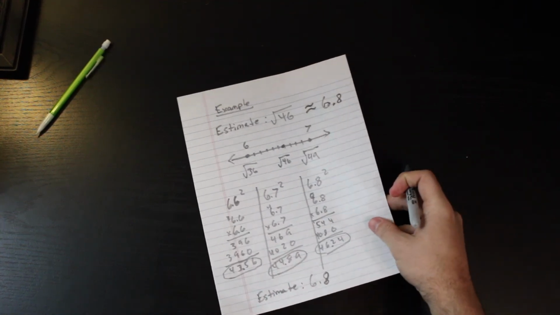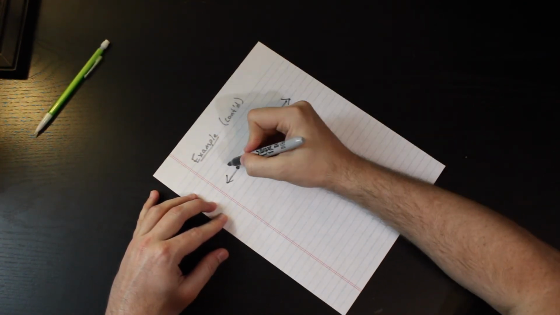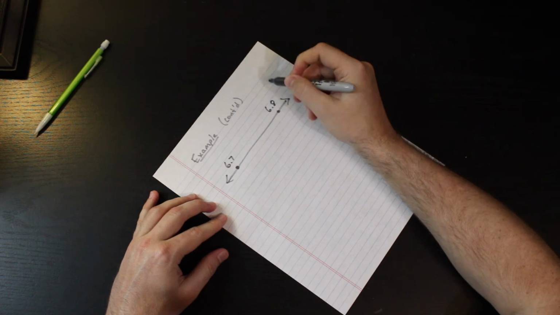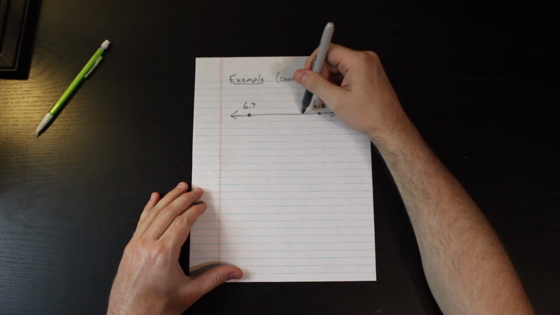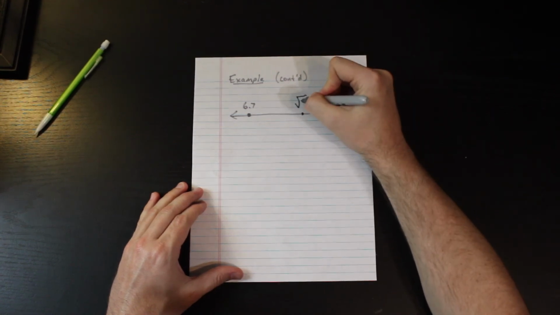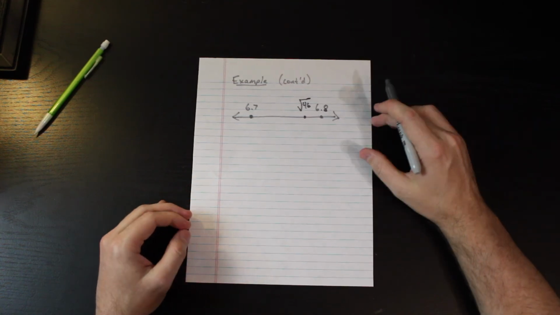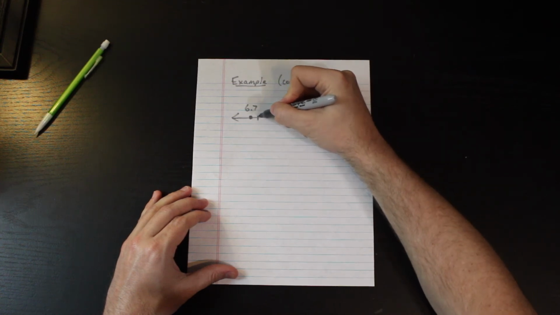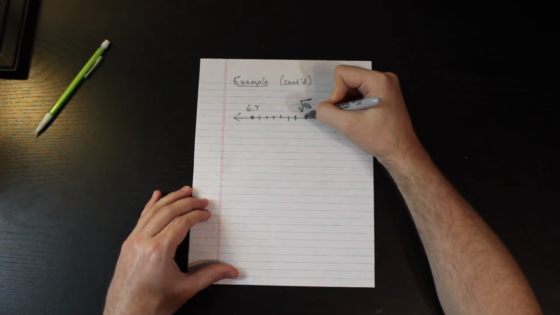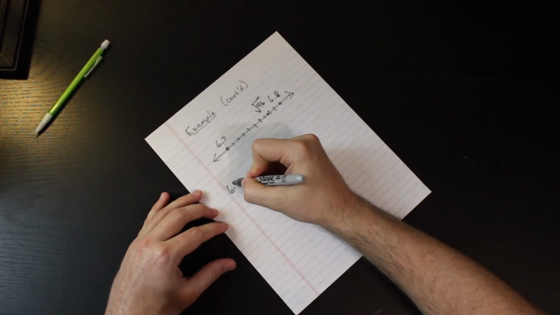If we wanted to, we could refine our answer even further. We could put 6.7 and 6.8 on a number line and take a guess as to where on that number line our square root of 46 would fall. I'd guess somewhere around here. You don't have to do this next part with me, just watch how it works the same way. I'll put hash marks in between here and follow the same steps that we did before. First, I'll guess at the answer. Maybe something like 6.78 to start.